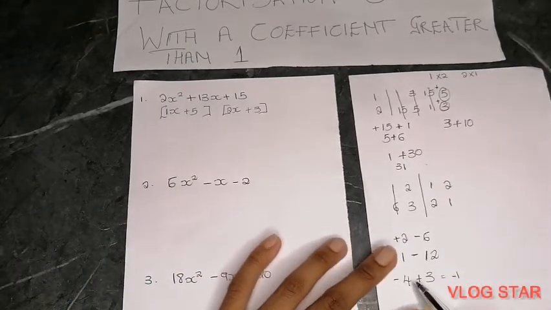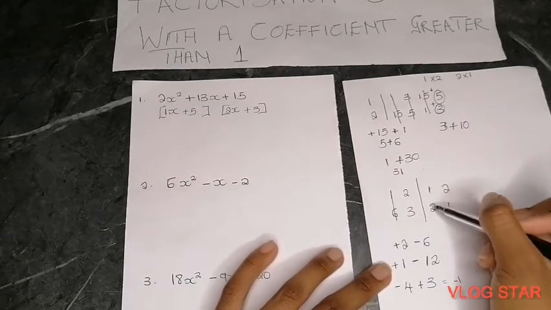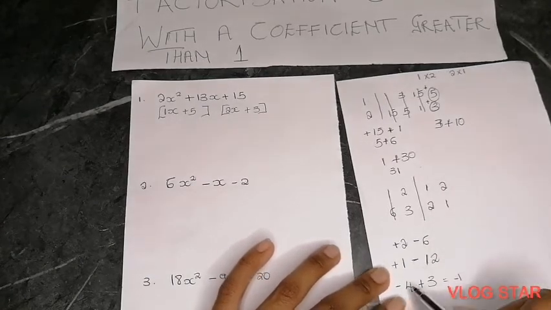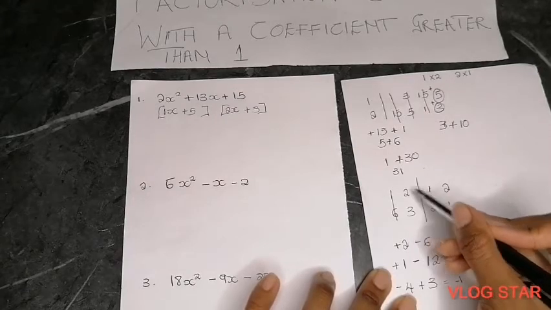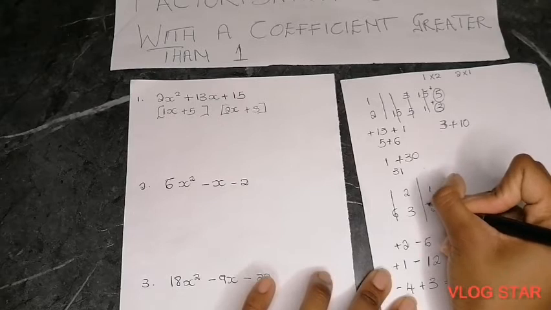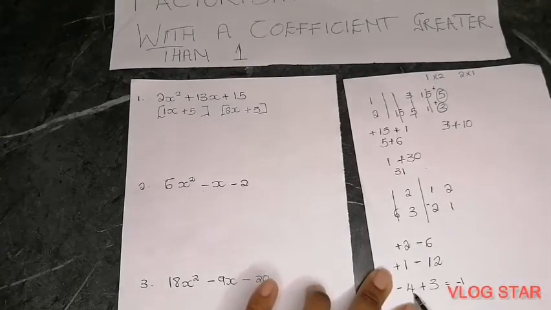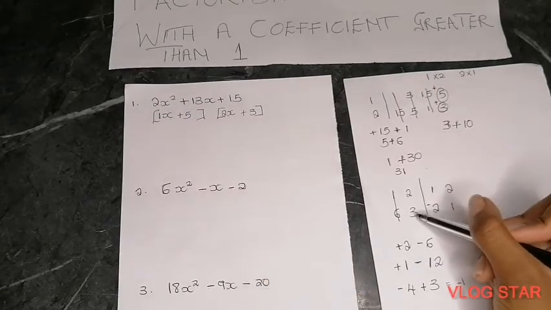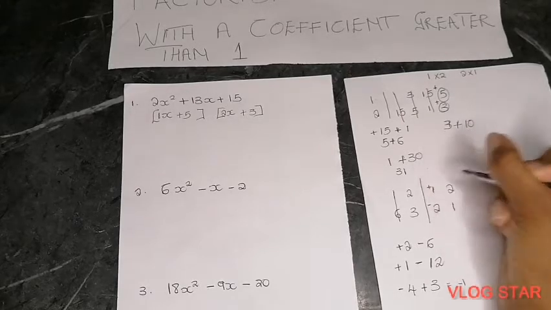So how did we get minus 4 plus 3? We got them by multiplying 2 and 3 with 1 and 2. So how did we get minus 4? We got minus 4 by multiplying 2 and 2, meaning that this 2 will take a negative sign, because 2 times negative 2 is negative 4. And then how did we get a positive 3? We got a positive 3 by multiplying 3 with a 1, meaning that this 1 will take a positive sign.